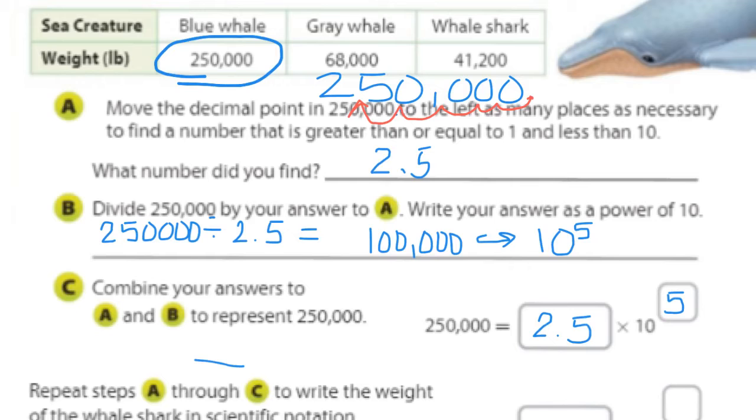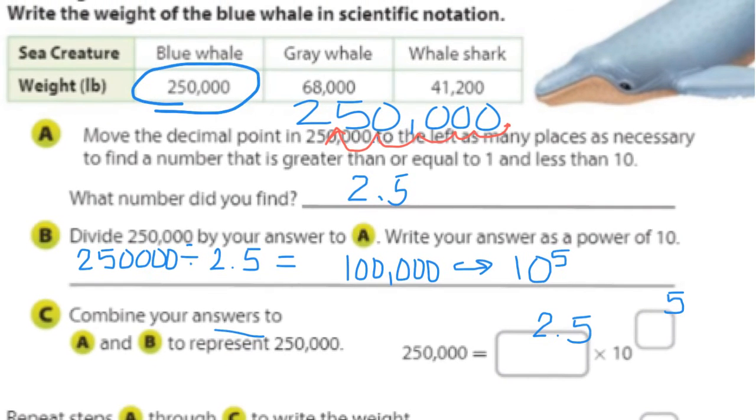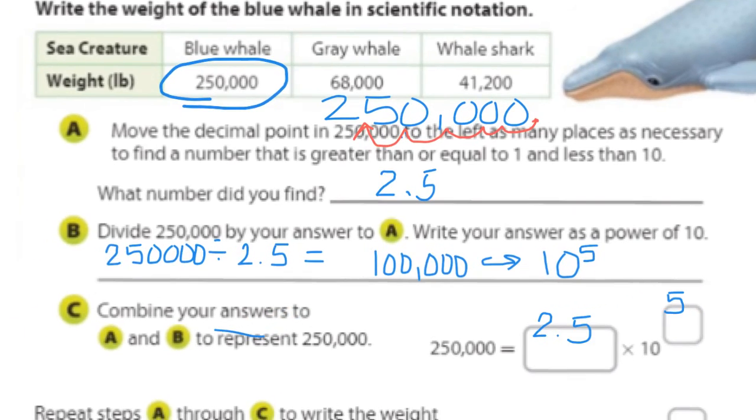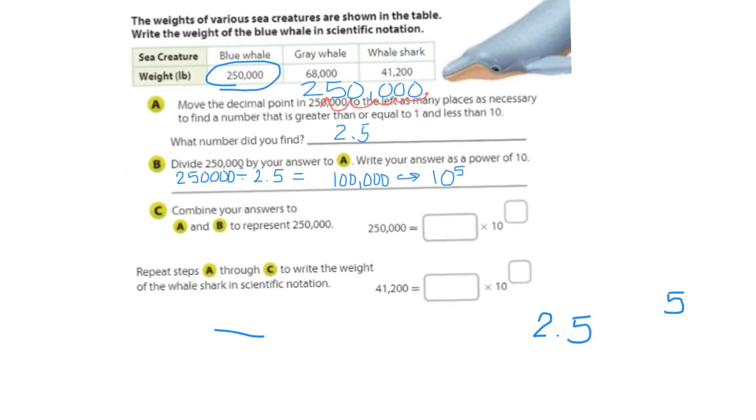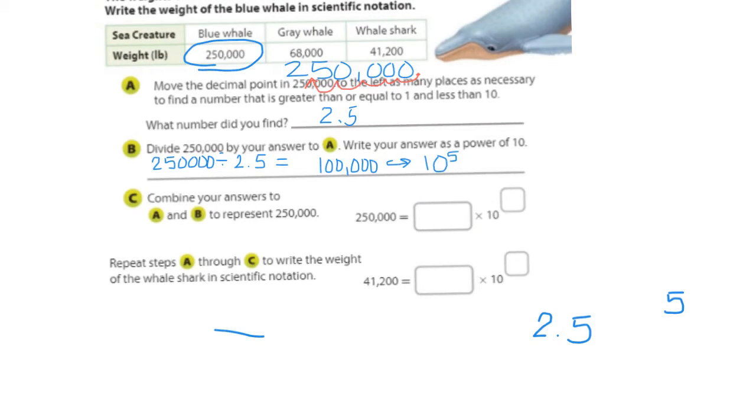Okay, then they ask us to repeat steps A through C and write the whale shark. Here we go. And write the whale shark also in scientific notation. So let me get rid of some of this mess. Let's see, where were they supposed to be? They're supposed to be here and here.